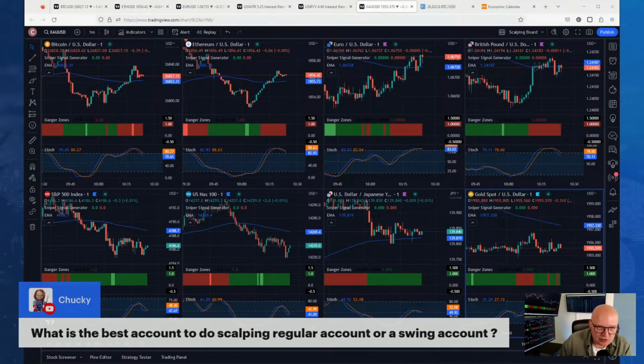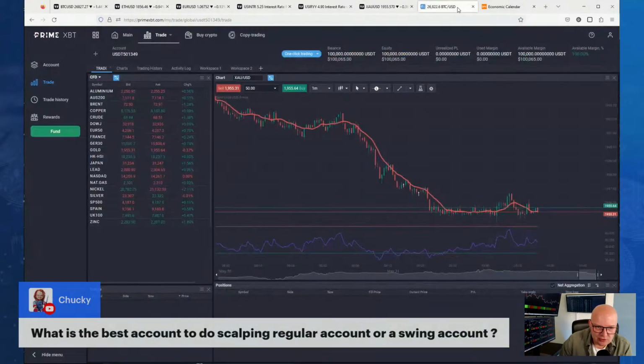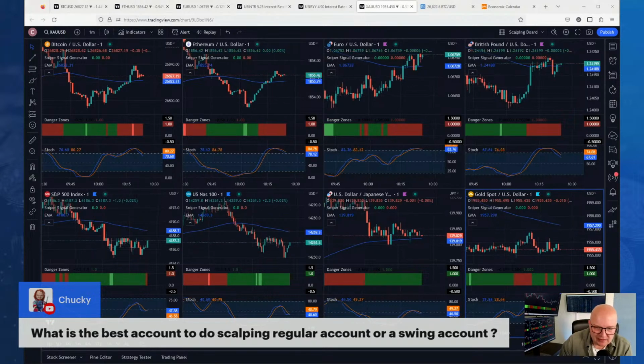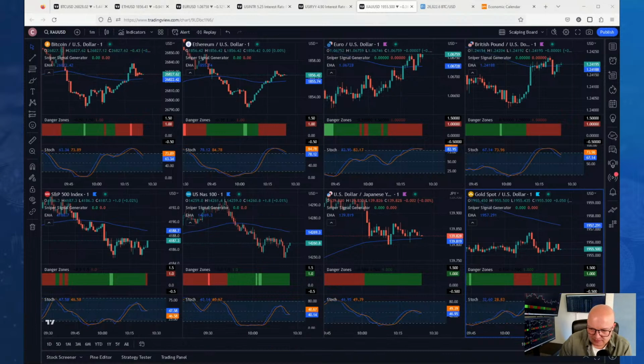The best account to do scalping? Well, I mean, you can just use your normal PrimeXBT account. I use it now with Tether US dollar, but if you prefer doing that with Bitcoin, you can do so as well. I don't think we need to differentiate here between a swing account or a regular account.